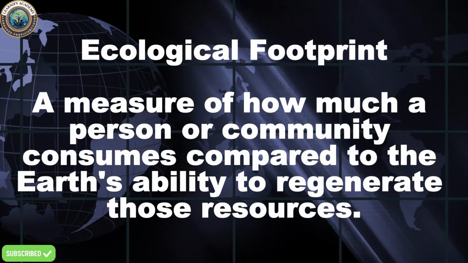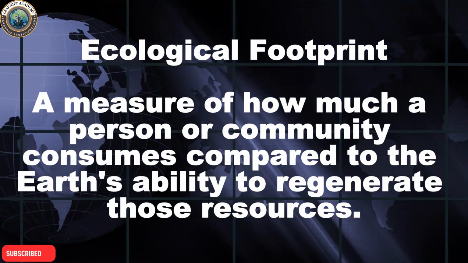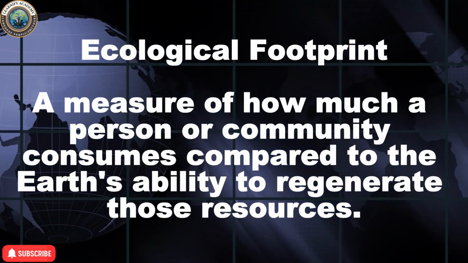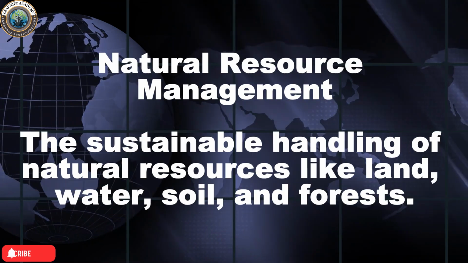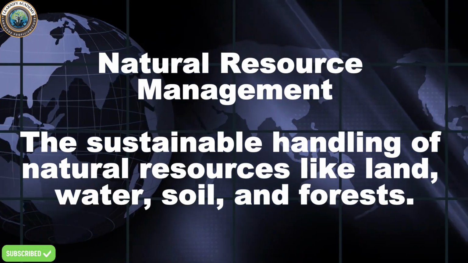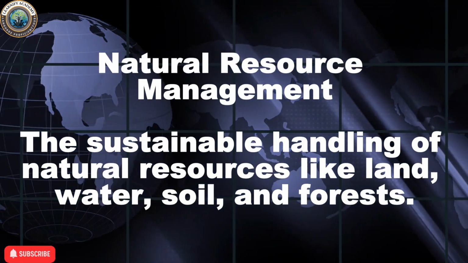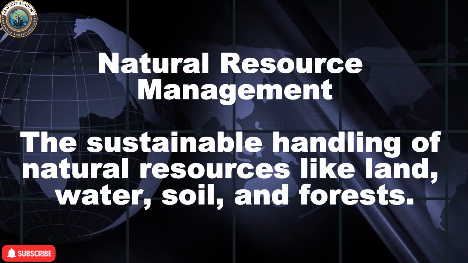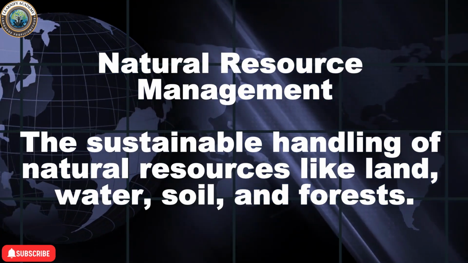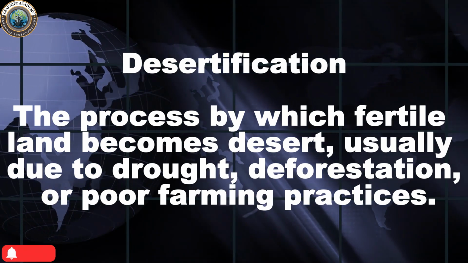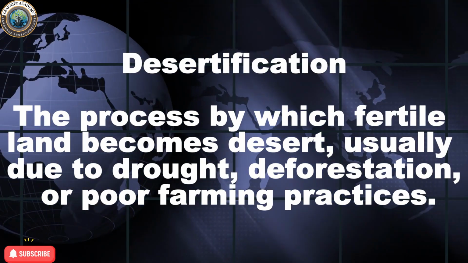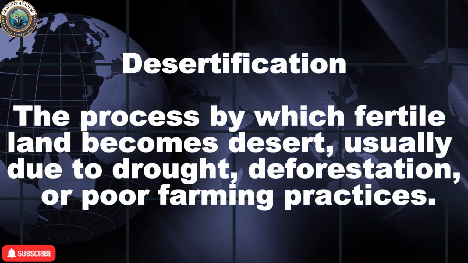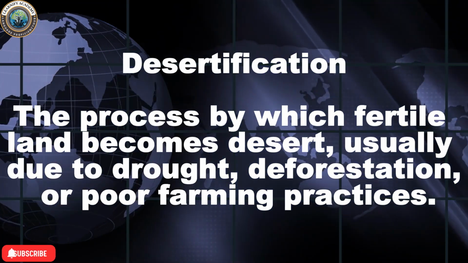Ecological footprint. A measure of how much a person or community consumes compared to the Earth's ability to regenerate those resources. Natural resource management. The sustainable handling of natural resources like land, water, soil, and forests. Desertification. The process by which fertile land becomes desert, usually due to drought, deforestation, or poor farming practices.